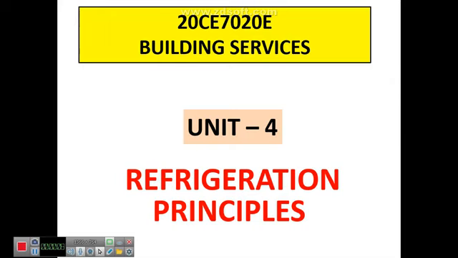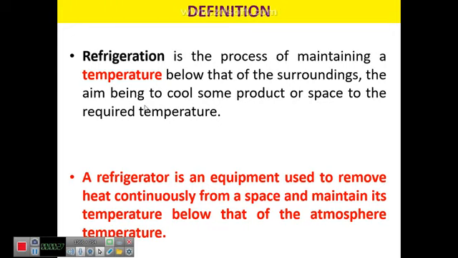Today we are going to see the classification and the function of a refrigeration unit, and also we are going to see heat emitters in the building arrangement from Unit 4, Refrigeration Principles, of the subject Building Services. You know very well, refrigeration is the process of maintaining the temperature below the surrounding atmospheric temperature. A device which is used to make the operation is called a refrigerator.